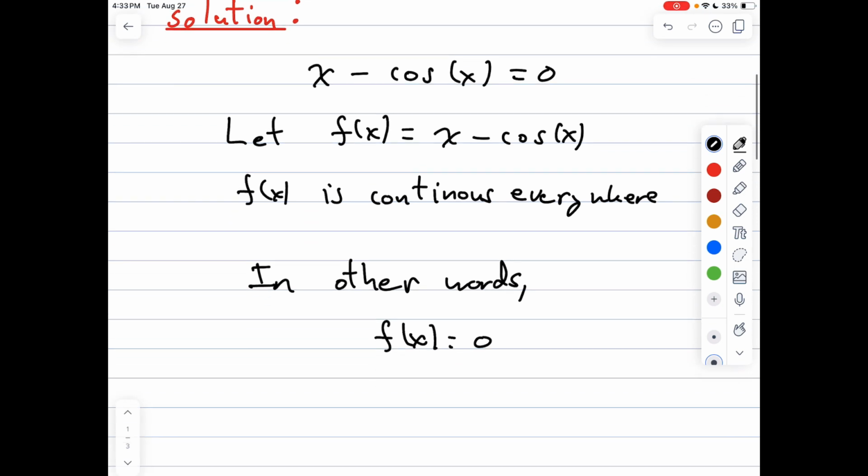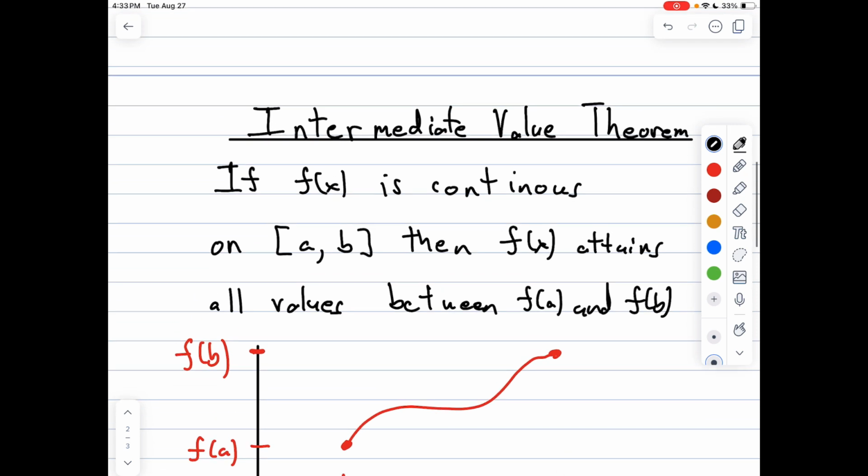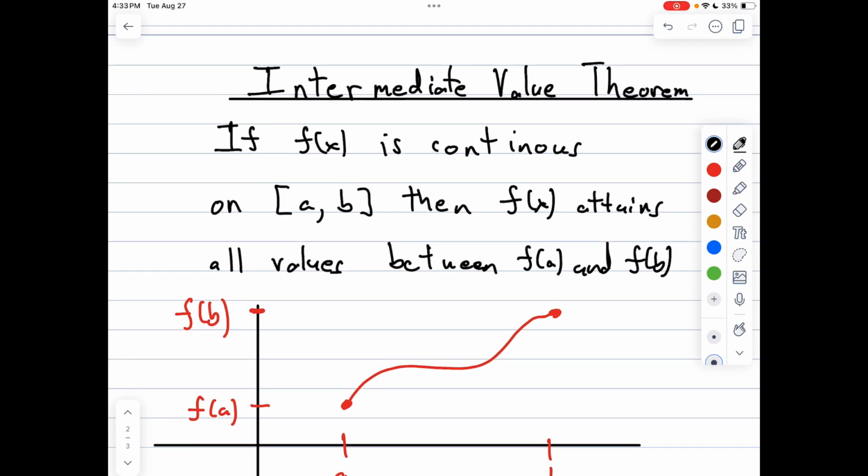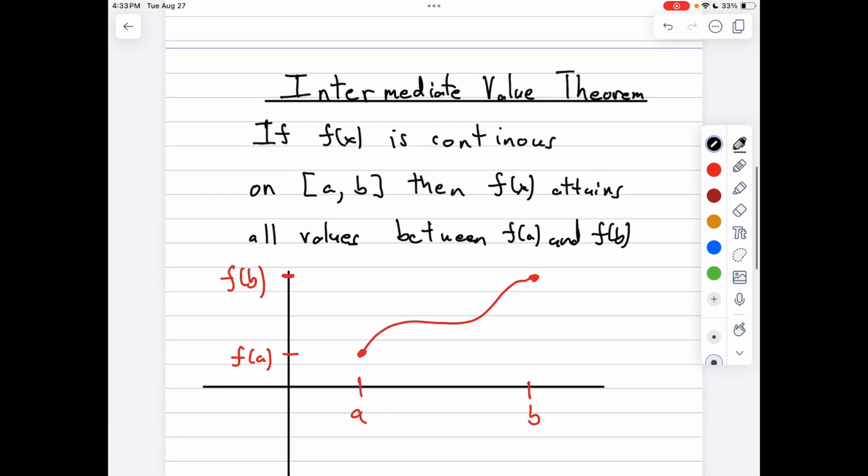And this is what we're going to be using here. We're going to use something called the Intermediate Value Theorem. Okay, very famous theorem. And basically it says this: if f of x is continuous on a closed interval AB. So sorry, when I say continuous, it's a continuous function on an interval AB. So let me include the word function here. Then f of x attains all values between f of a and f of b.